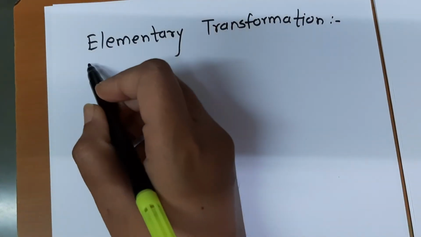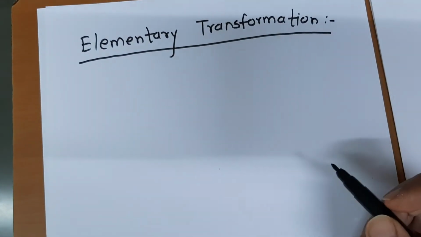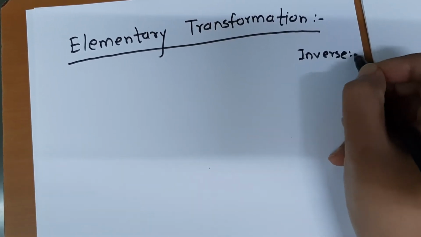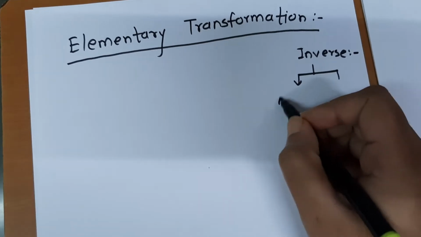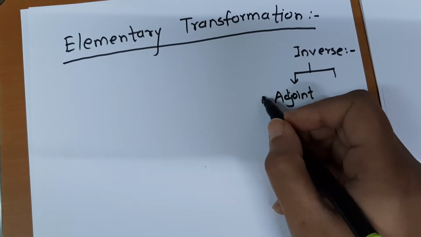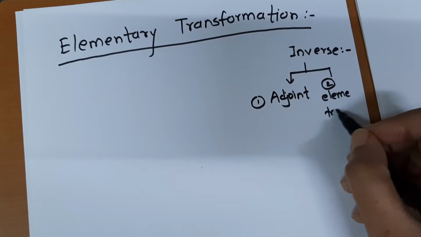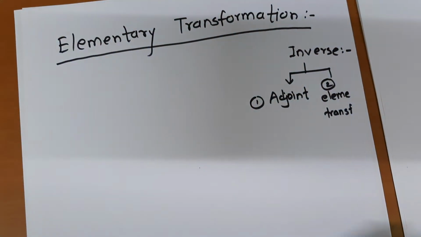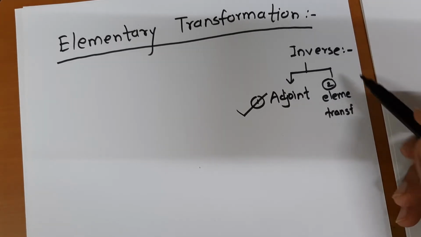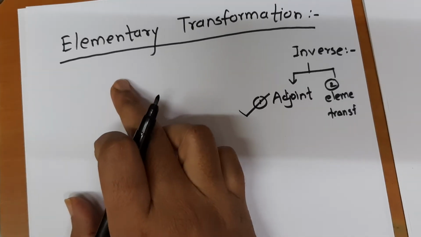Hello friends, today we are going to see what is elementary transformation. In the last lecture we covered the topic of inverse, and in that we learned the adjoint method to find the inverse. The second was the elementary transformation method. So we have learned only the adjoint method, and we are going to learn how to find the inverse by the elementary transformation method. So basically, what is elementary transformation?